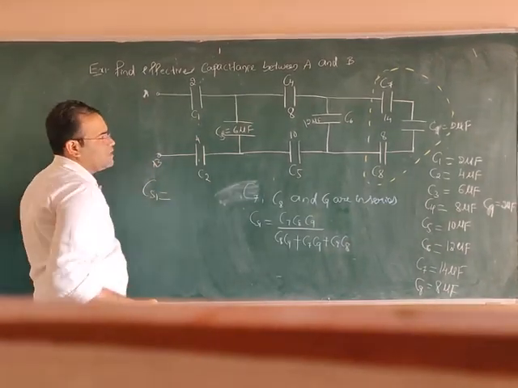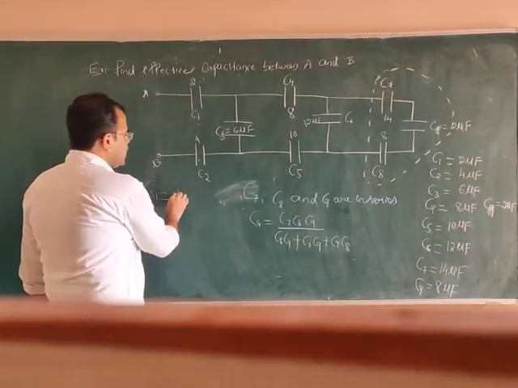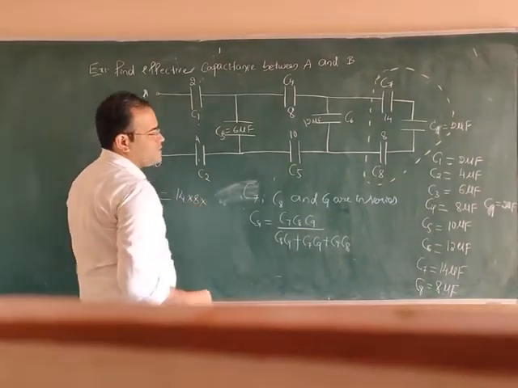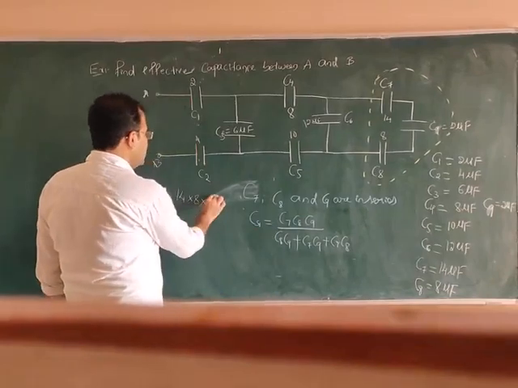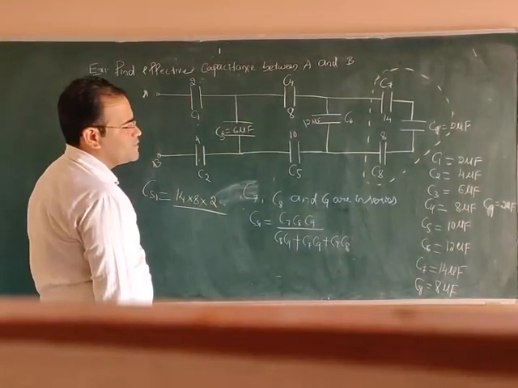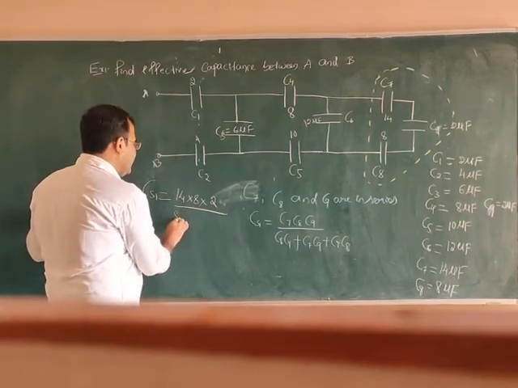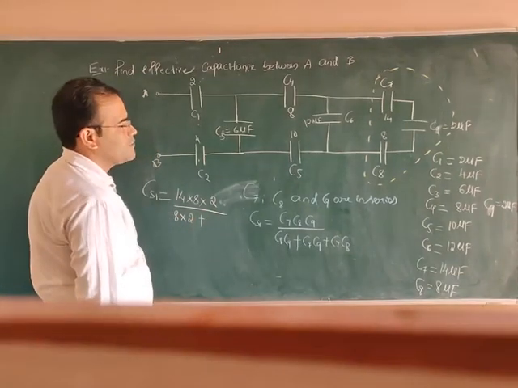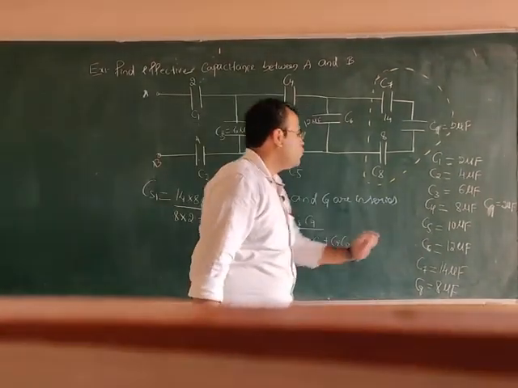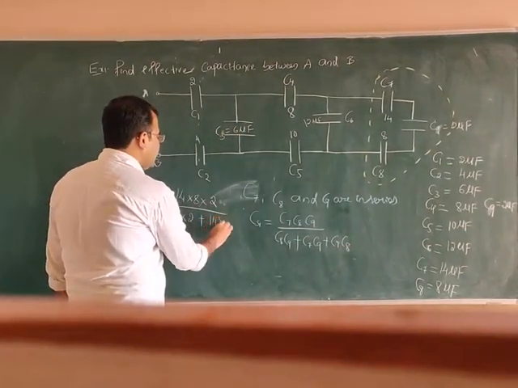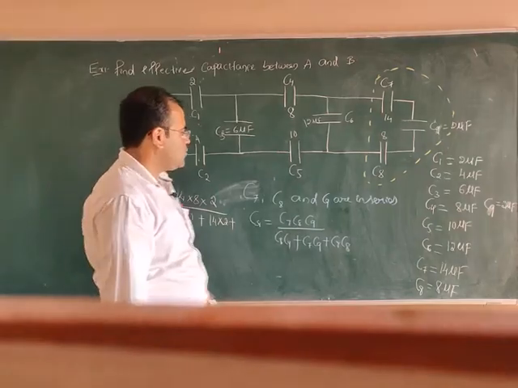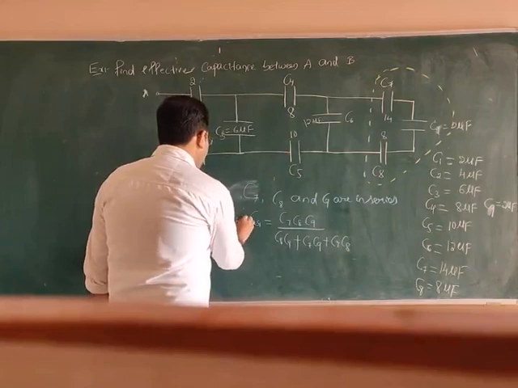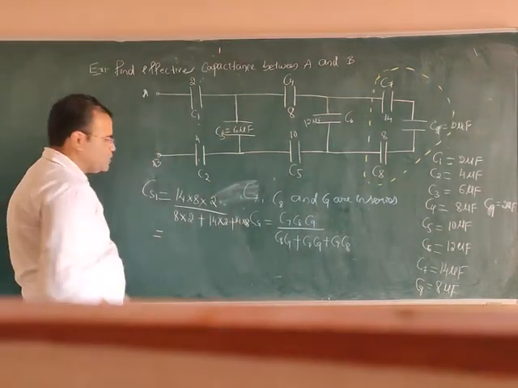So now CS1 is equal to, what is the C7 value? This is 14 microfarad, multiplied by C8 value which is 8 microfarad, and C9, the third one, is 2 microfarad, divided by C8 into C9. So C8 is 8 microfarad and C9 is 2 microfarad, plus C7 into C9. So C7 is 14 microfarad and C9 is 2 microfarad, plus C7 into C8, which is 14 microfarad multiplied by 8 microfarad.